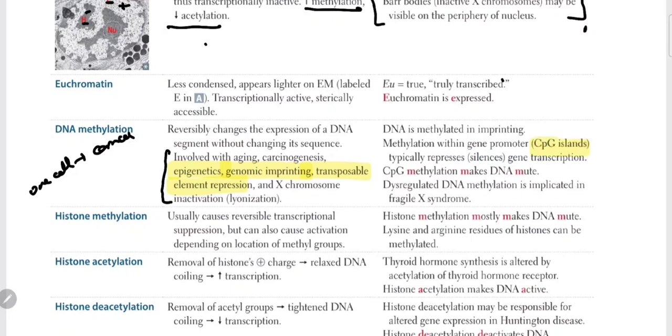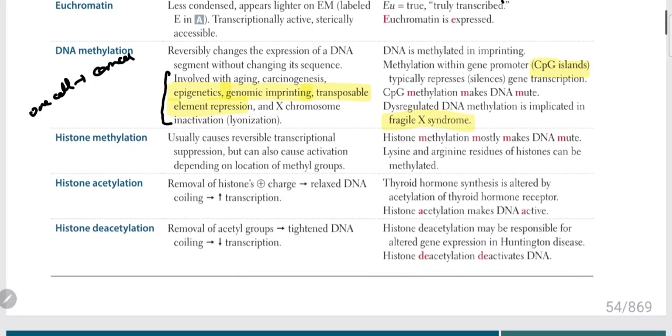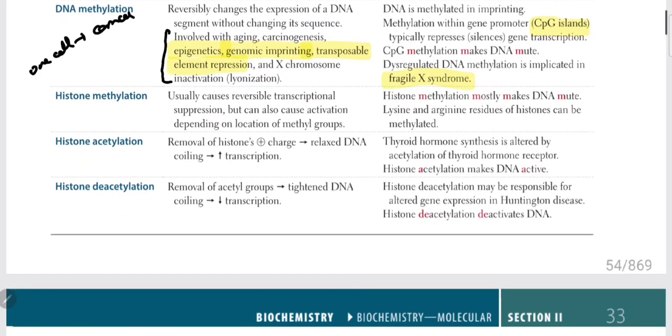The second thing that we need to remember is that dysregulated DNA methylation is also implicated in Fragile X syndrome, which is a very high yield topic for Step 1. If we talk about histone methylation, this usually causes reversible transcription repression, but it can also cause activation depending on the location of the methyl groups. So you basically need to remember that it mostly makes DNA mute. However, there may be cases where activation may also be caused. We will be going over these examples later.